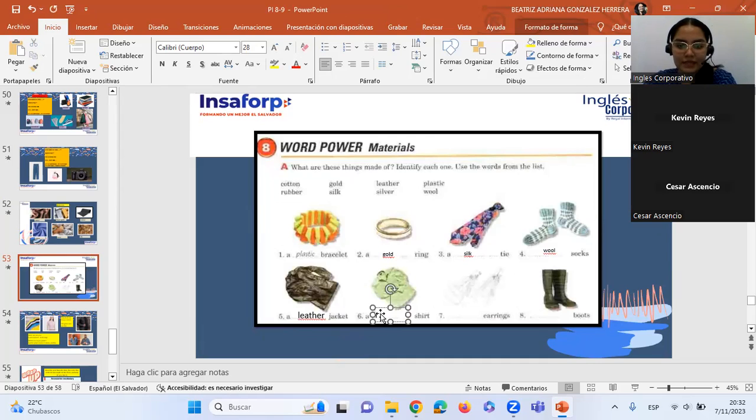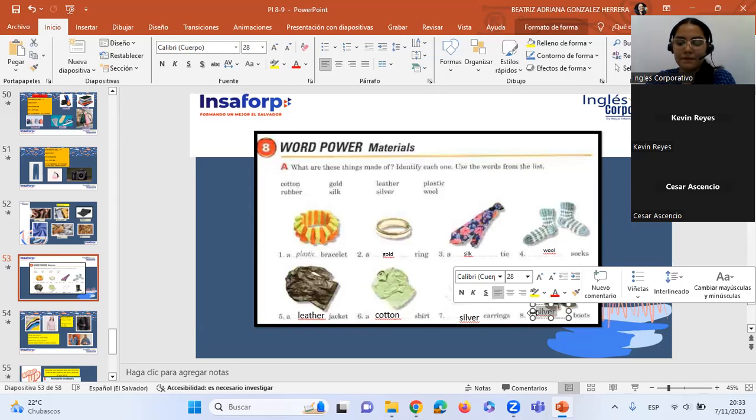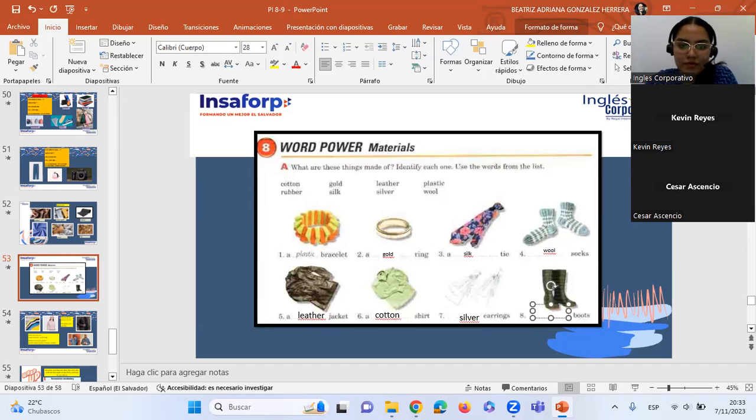Let me see. A shirt. Una camisa, in this case, it would be cotton. Cotton. Perfect. Cotton. Then we have earrings. Silver. Silver, right? Thank you so much. Silver earrings. And the last one, how would it be? You remember? Rubber. Rubber. Mm-hmm. Exactly. Rubber. Okay.